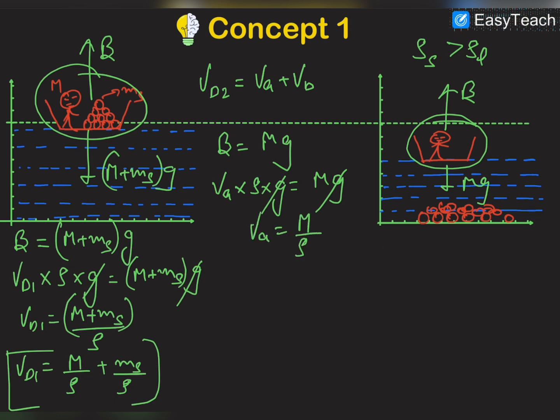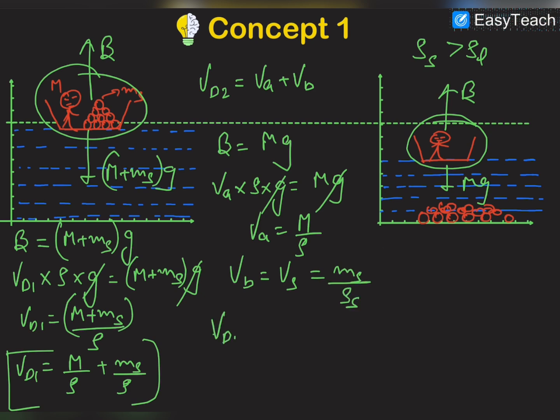And if we talk about the stones, we can easily say that the stones will sink down to the bottom because the density of the stones is greater than the density of the liquid, and hence the volume displaced by the stones will be equal to their complete volume. And the volume of stones will be the mass of stones upon the density of stones.